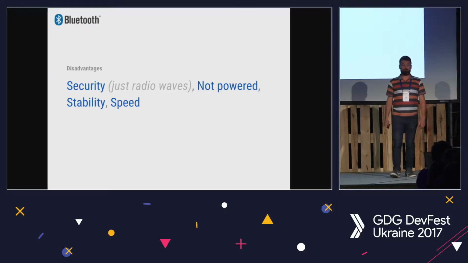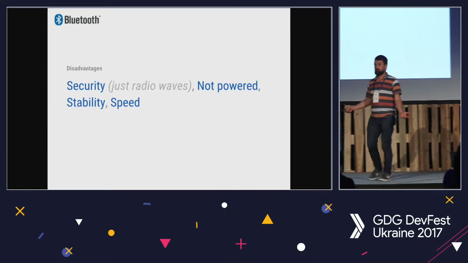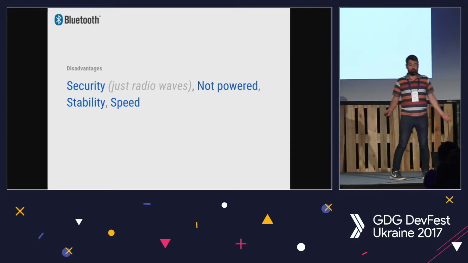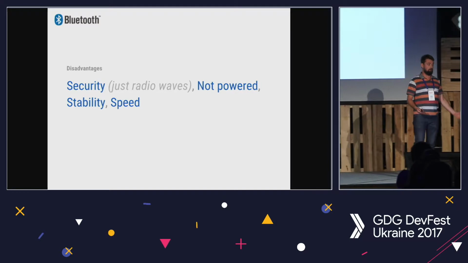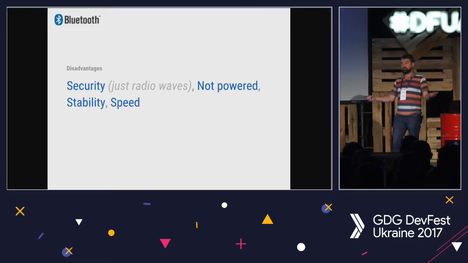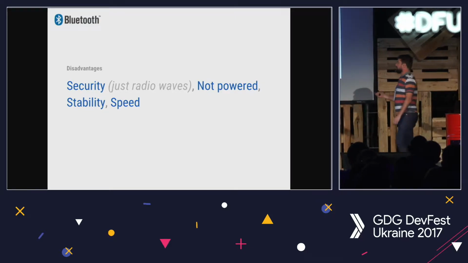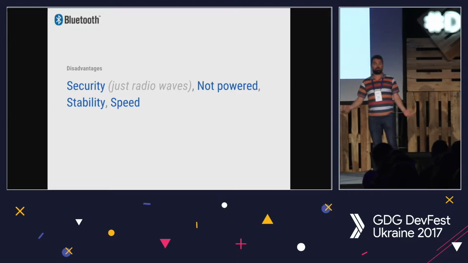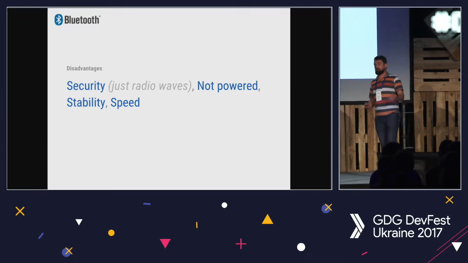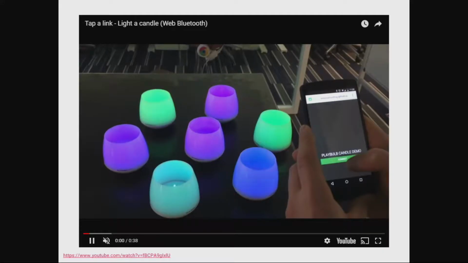Some of the disadvantages of using Bluetooth is security. You're just sending radio waves. So you should probably encrypt what you're sending so you don't have people sniffing. The device is also not powered externally, so they'll have to have a battery. They're not powered over any protocol or line. There could also be a problem with stability and speed, especially in concrete. If you make, for instance, a museum, you have a lot of concrete walls, the signals might not be passed around so easily. So here's an example of how web Bluetooth works.